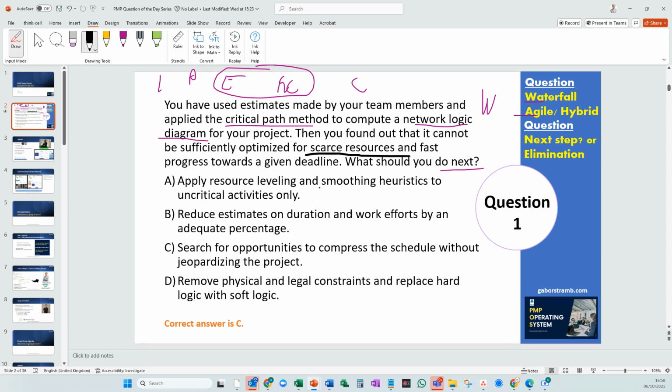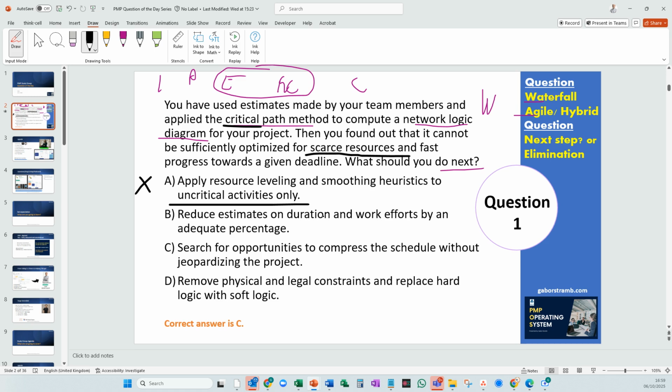Apply resource leveling and smoothing heuristically on uncritical activities. Now, the big problem with this one is the uncritical activities. I have a very specific resource whom I need on a critical path, meaning any change on the uncritical path will definitely not help.